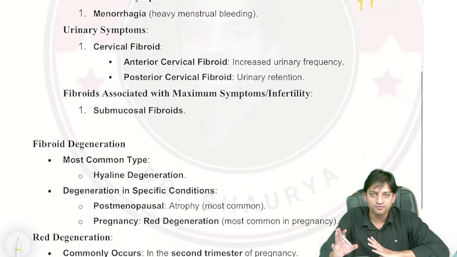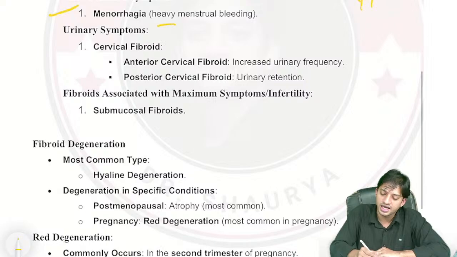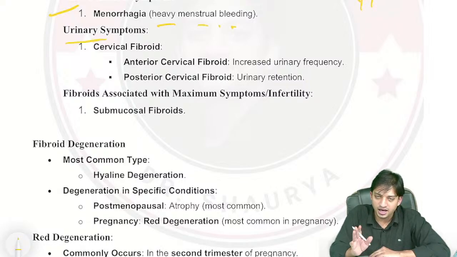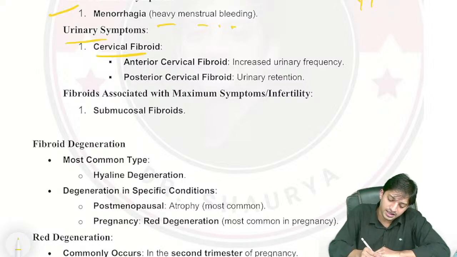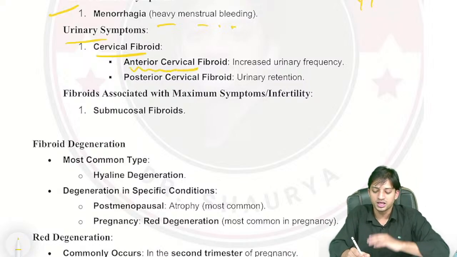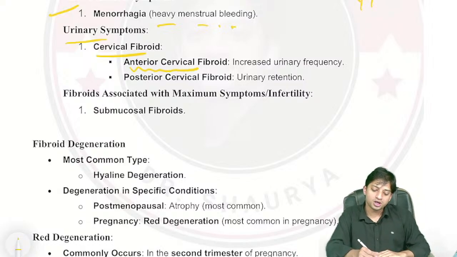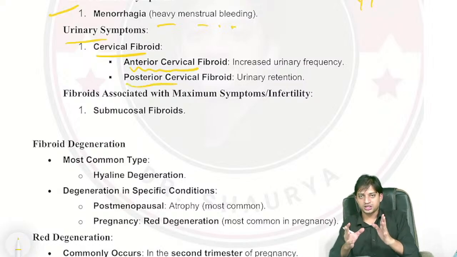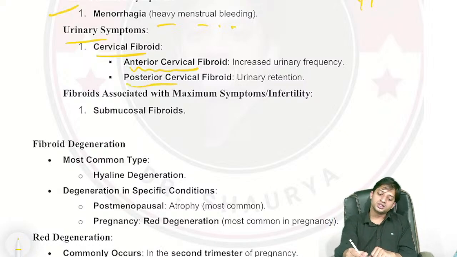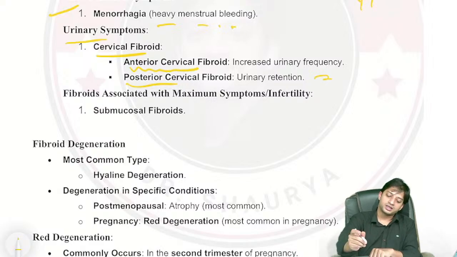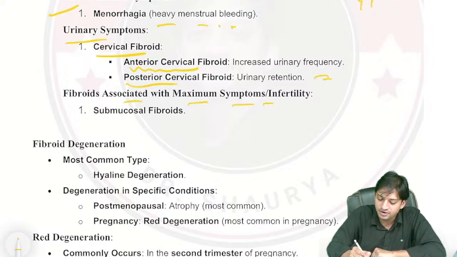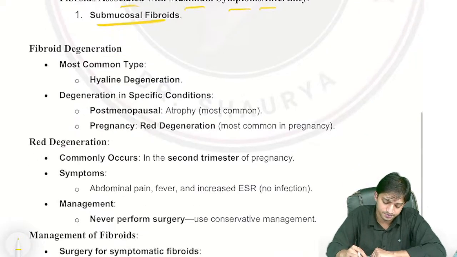Most common symptom for leiomyomas, you know, it is menorrhagia, heavy menstrual bleeding, and other urinary symptoms are due to cervical fibroid, right? Anterior cervical fibroid will increase urinary frequency. Posterior cervical fibroid, if that is present on the posterior side, it will increase urinary retention, right? Now, fibroids associated with maximum symptoms or infertility will be submucosal fibroids.